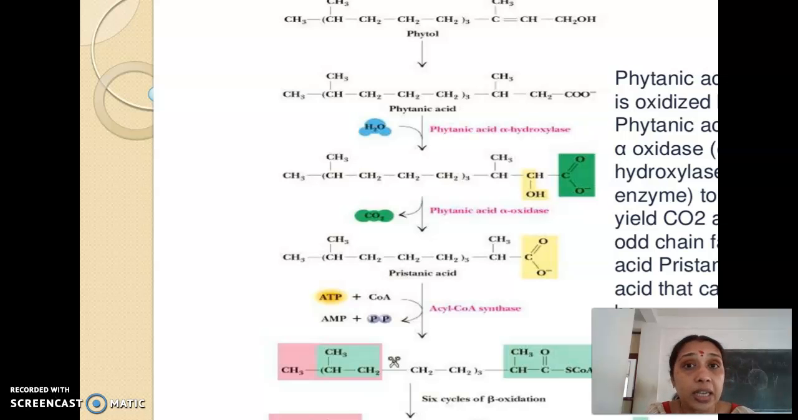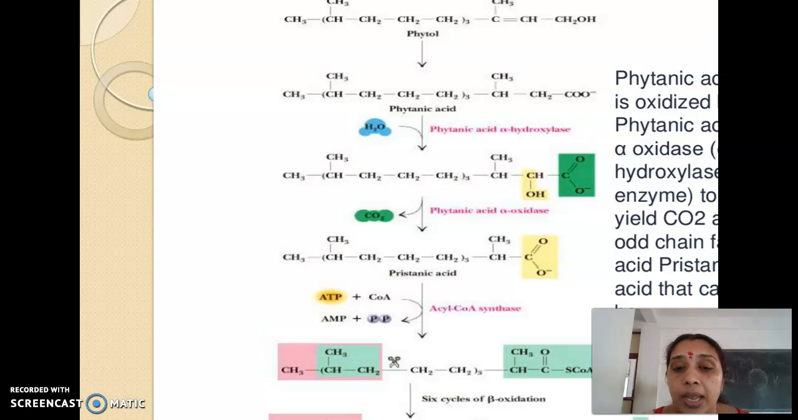We were having 19 carbon atoms, right? So 12 molecules of acetyl CoA, right? So 12 into, it's not 12. The 6 cycles of beta oxidation happens. So 6 cycles of beta oxidation results in 12 acetyl CoA and what? 1 molecule of propionyl CoA. Clear? So that is how the oxidation happens.